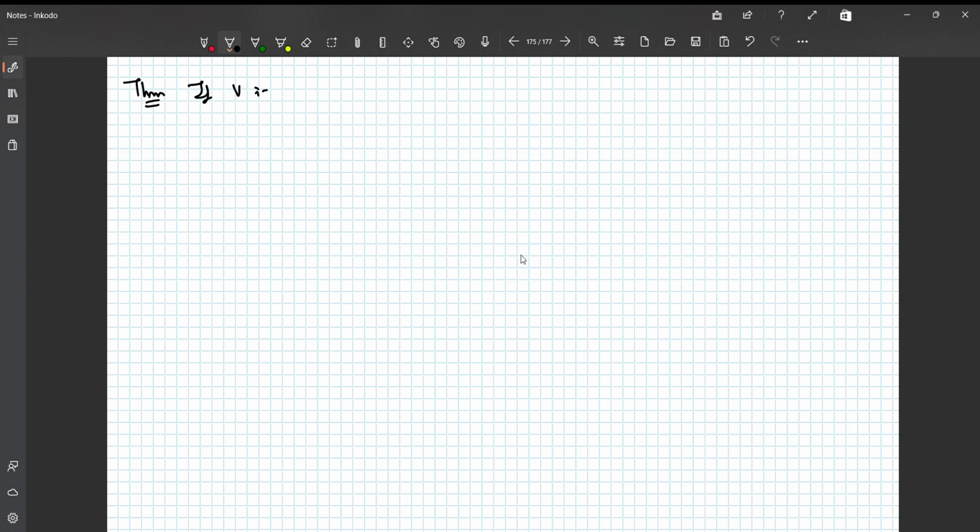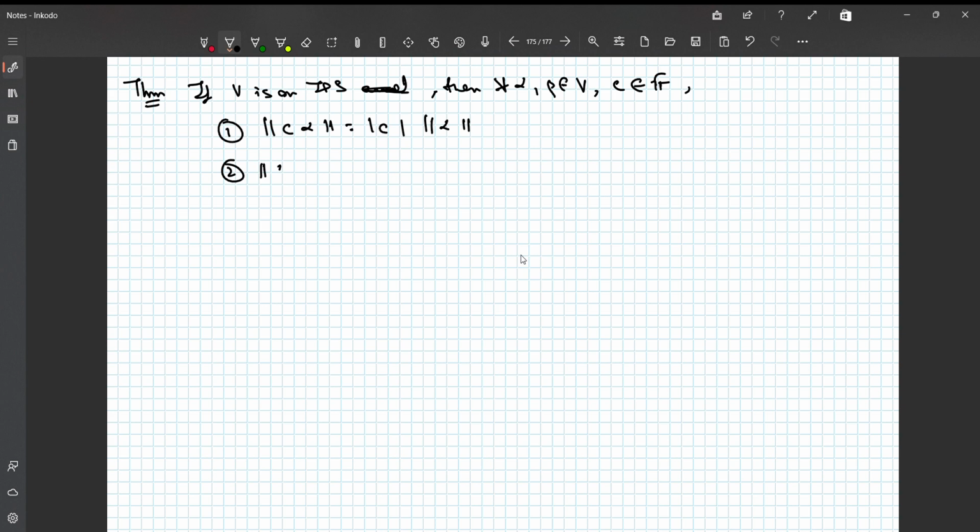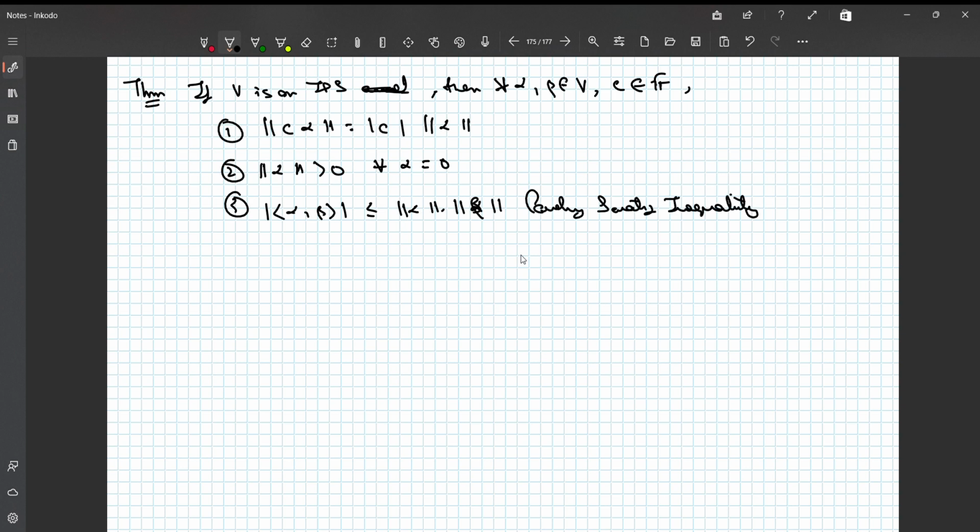Theorem: if V is an inner product space, then for all alpha, beta in V and C in F, these are the conditions which should be satisfied. Number one, the norm of C alpha is mod of C times norm of alpha. Number two, the norm of alpha is always greater than 0 for all alpha not equal to 0. Number three, mod of the inner product of alpha, beta is less than or equal to norm of alpha times norm of beta. This inequality is very important, and it's called the Cauchy-Schwarz inequality.